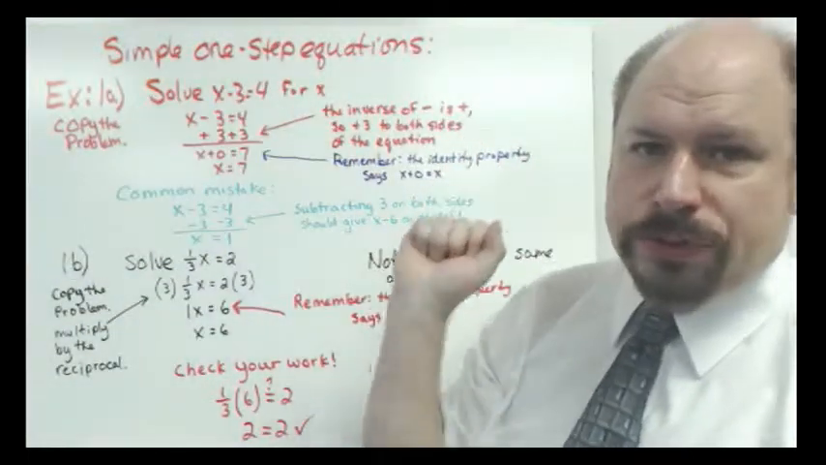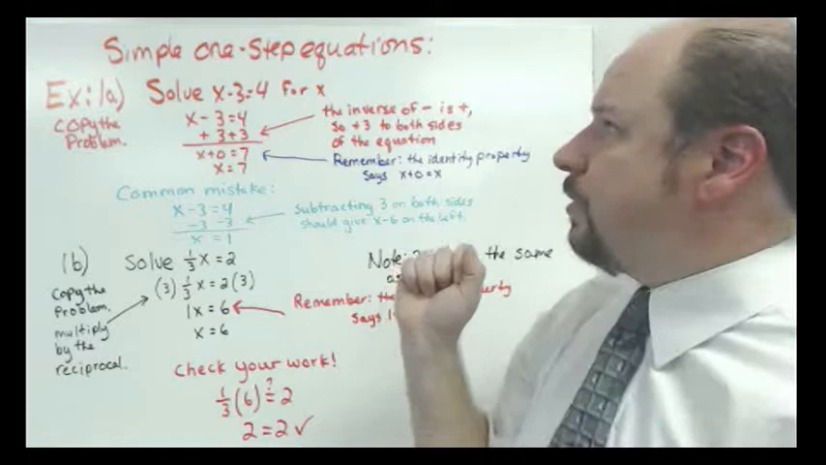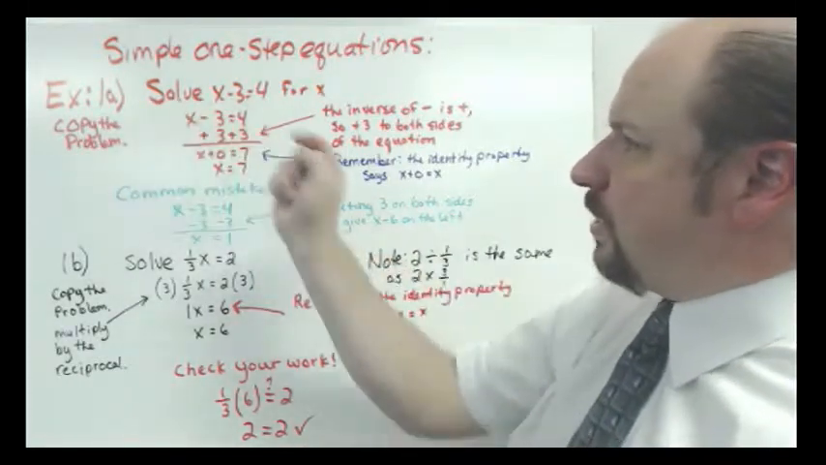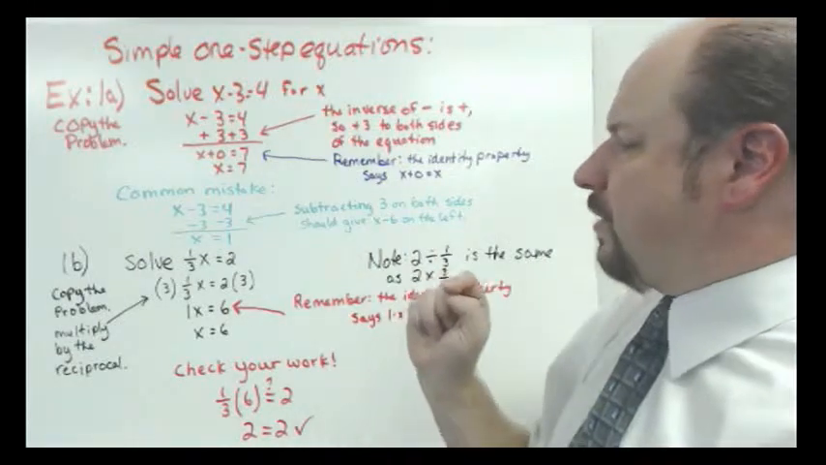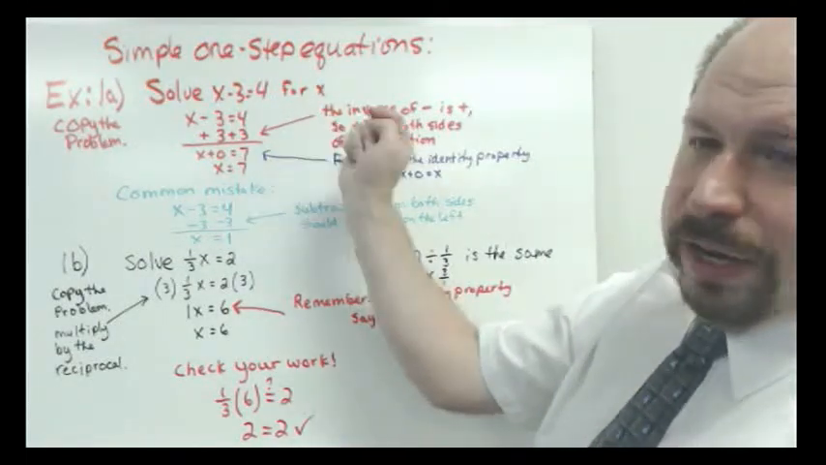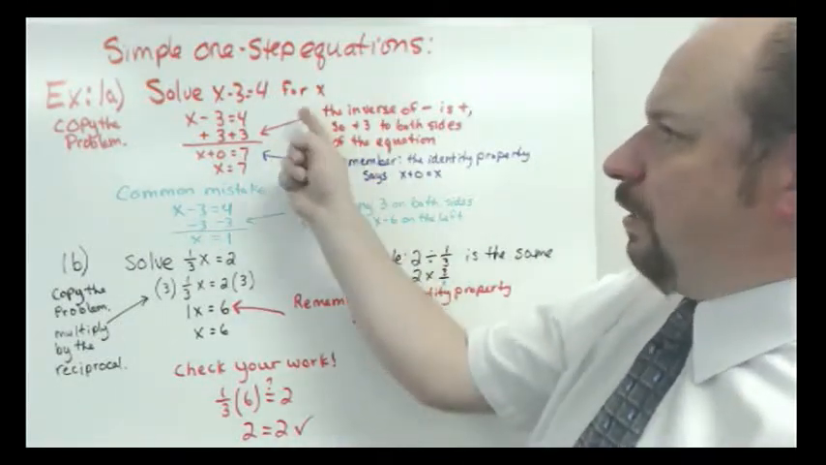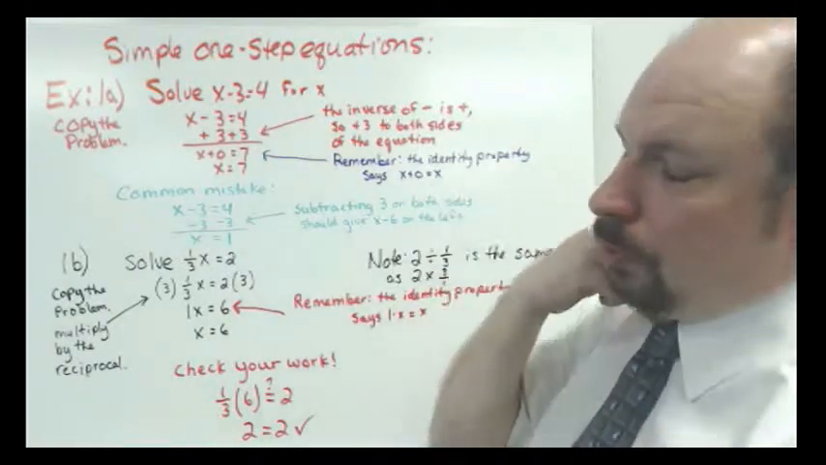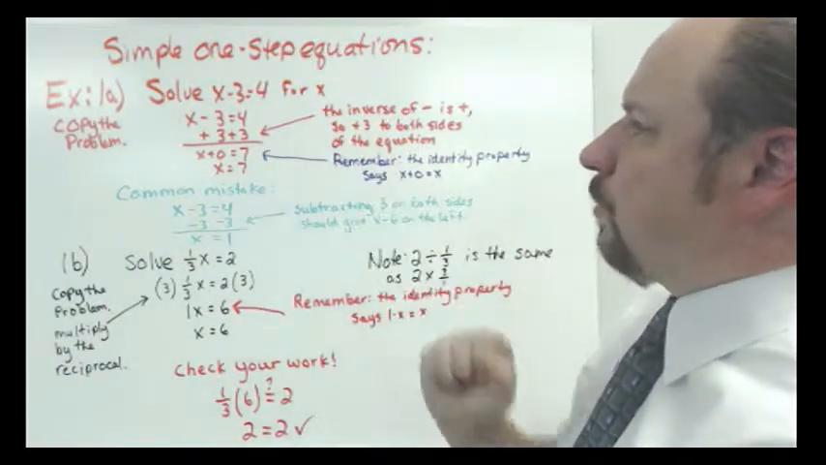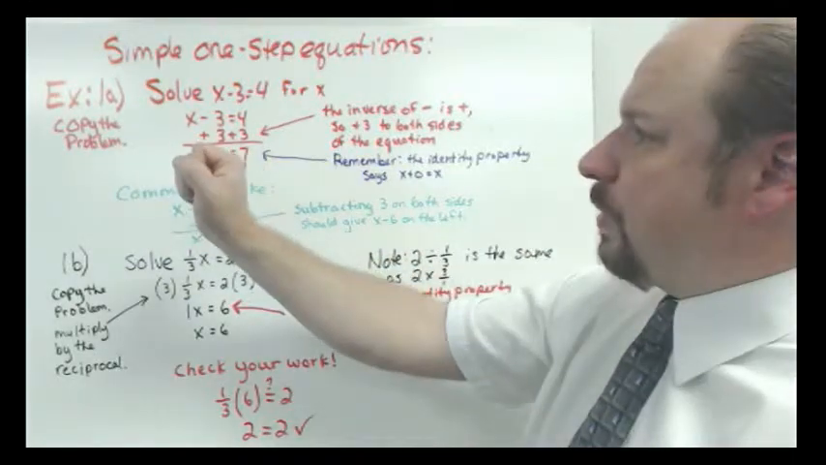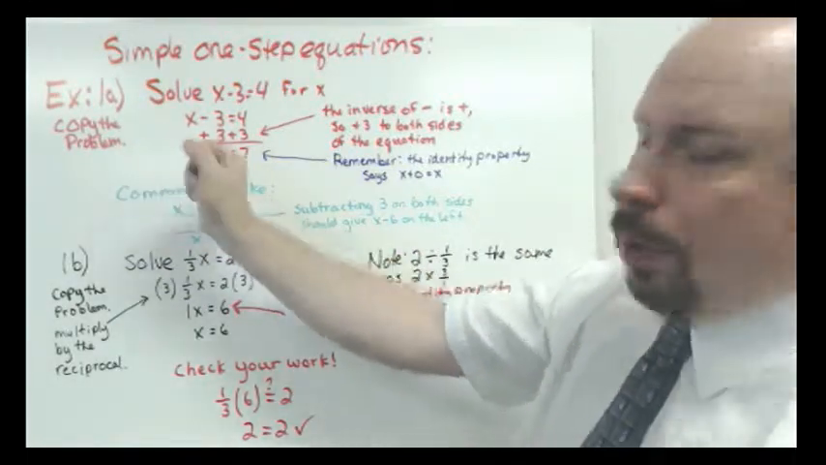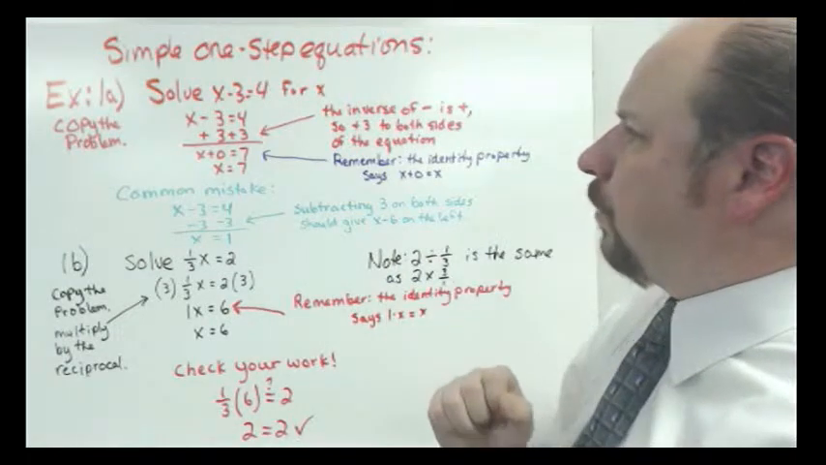First of all, we'll start out with simple one-step equations. So in our first example, solve x minus 3 equals 4 for x. And I'm not always going to write "for x," because if we're solving for the variable, that's kind of the point. So the first thing you want to do always, especially in your homework, is copy the problem. So we've copied the problem.